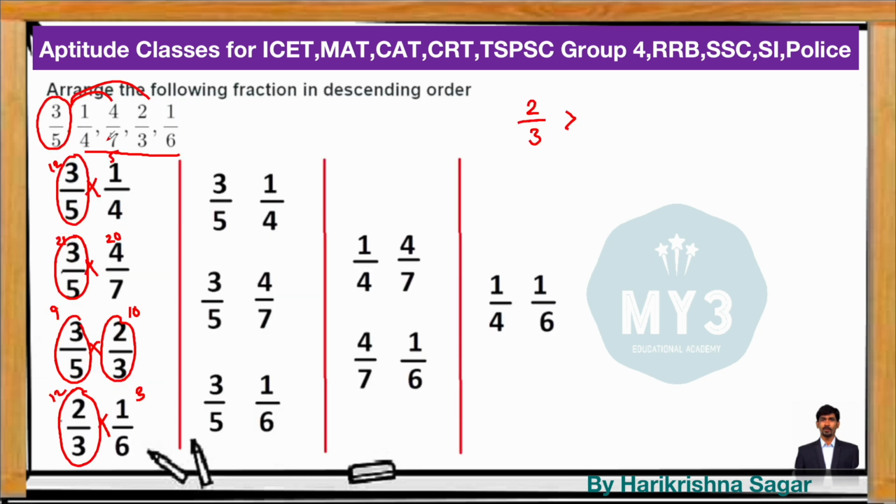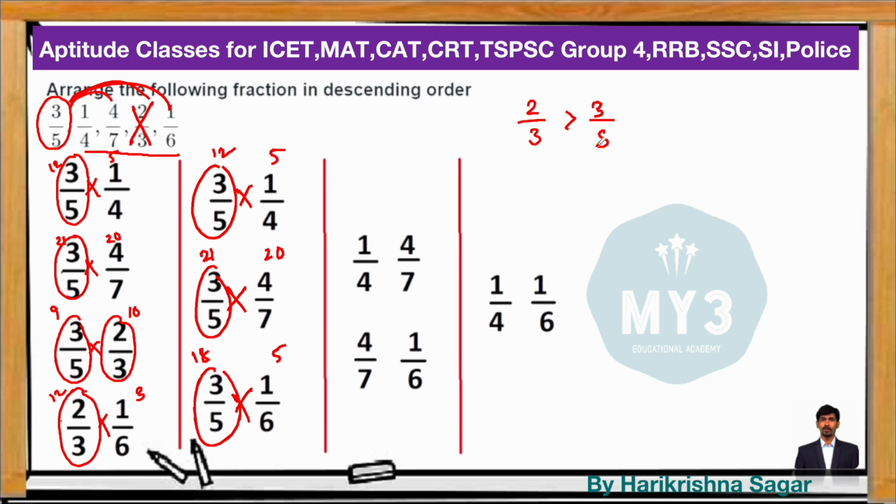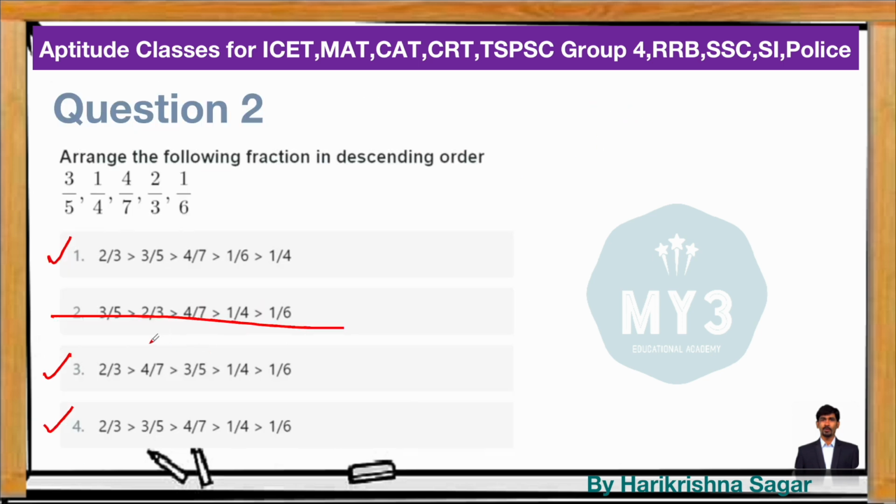Let me check the second one. Leave out 2 by 3 and compare the other ones. Now 3 by 5 with 1 by 4: this is 12 and 5, so 3 by 5 is greater. 3 by 5 with 4 by 7: this is 21 and this is 20, so 3 by 5 is greater. And 3 by 5 with 1 by 6: this is 18 and this is 5. So I realize 3 by 5 is the next greatest fraction. Now 3 by 5 being the next greatest means the answer cannot be this; the answer can be any one of these two. So now 4 by 7 is here.